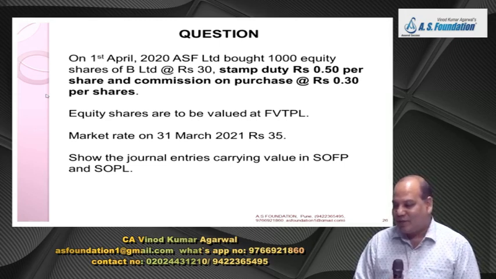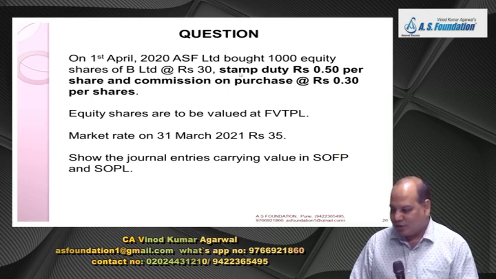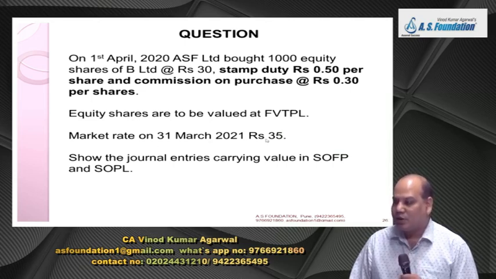On 1st April 2020, ASF Limited bought 1000 equity shares of B Limited at rupees 30. Stamp duty is 0.50 per share and commission on purchase is 0.30 per share. Equity shares are to be valued at FVTPL. Market rate on 31st March 2021 year end is 35. Show the journal entries and carrying value in SOFP and SOPL. Presentation in balance sheet and statement of profit and loss.